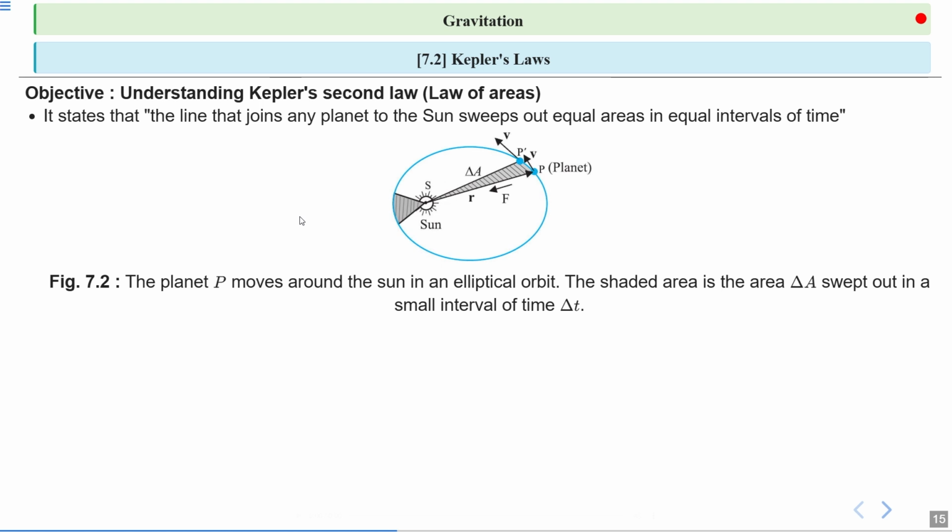Planet P moves around the sun in an elliptical path, and the shaded area is delta A, swept out in a small interval of time delta T. This law is a direct consequence of the conservation of angular momentum. Angular momentum is a measure of the momentum of a body in rotational motion, and it remains constant if no external torques act on the system.